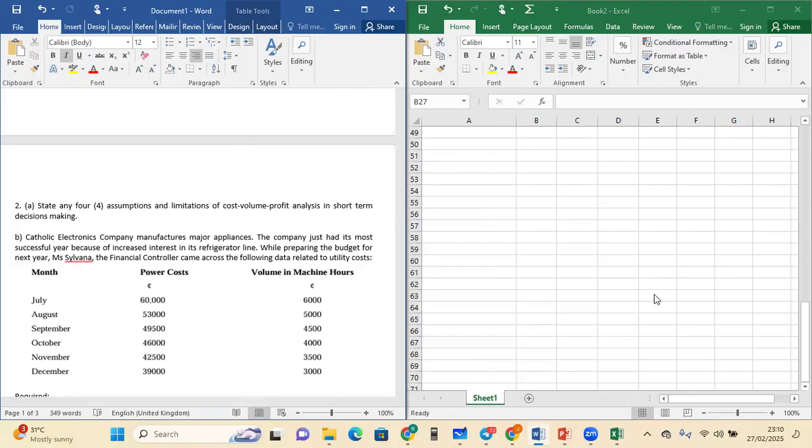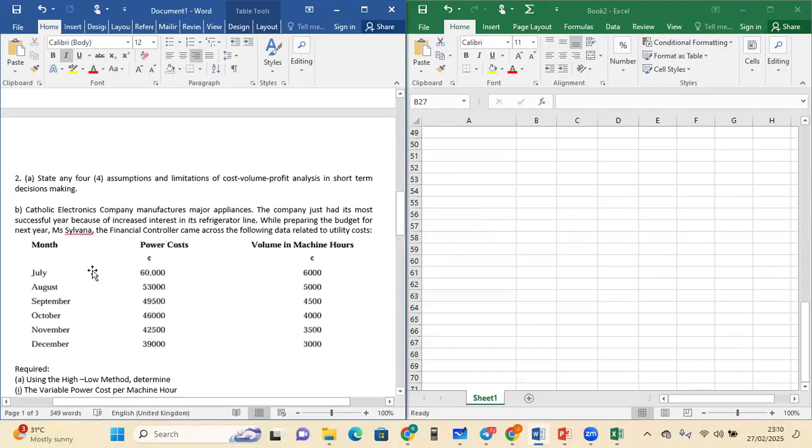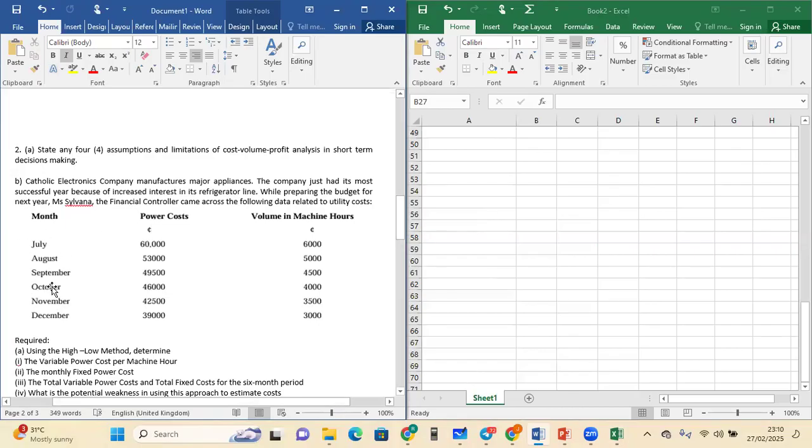All right, so now let's continue. So we are coming to look at this, which is high and low costing methods. But before we begin, there is a question that appears on the second slide, the introduction slide. They are saying that we should state the assumptions and the limitations of cost-volume-profit analysis in short-term decisions.